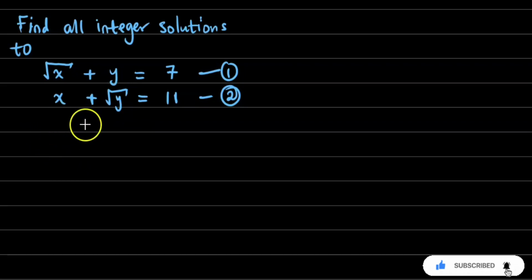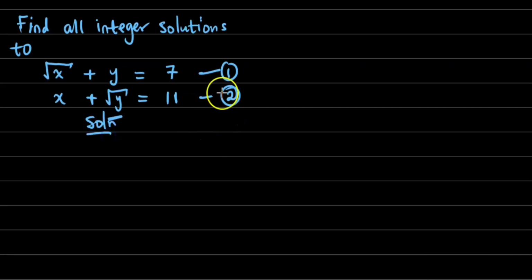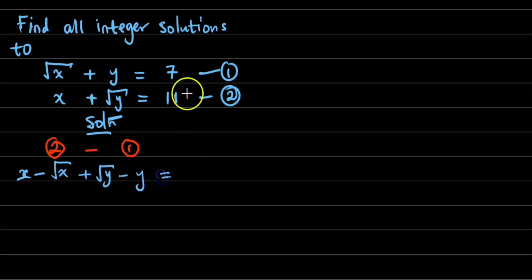Okay, so let's see what we can do. As a solution, I'm going to start off by subtracting equation 1 from equation 2. So let me write it out here: equation 2 minus equation 1. Let's see what this will give us. We're going to have x minus square root of x, then plus square root of y minus y. This equals 11 minus 7, which is just 4.